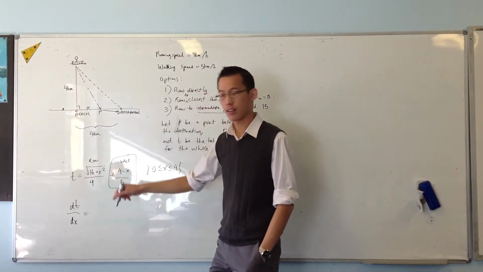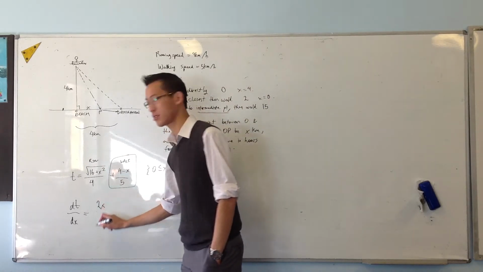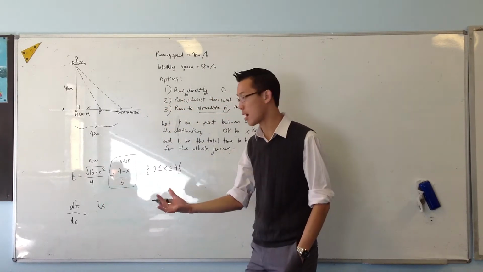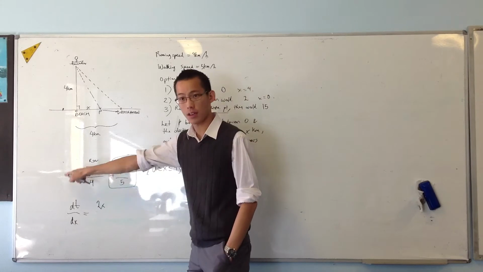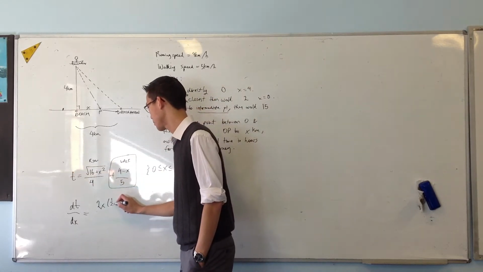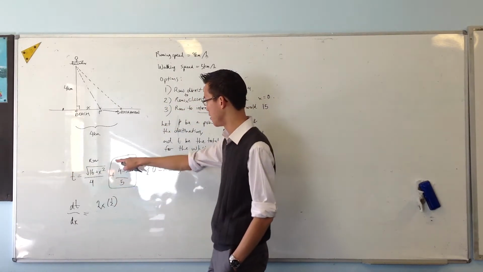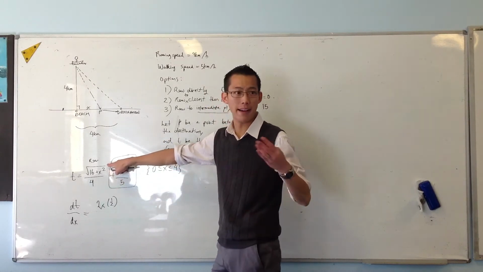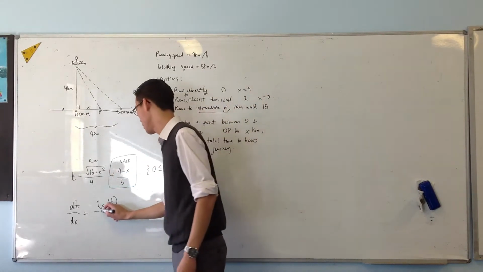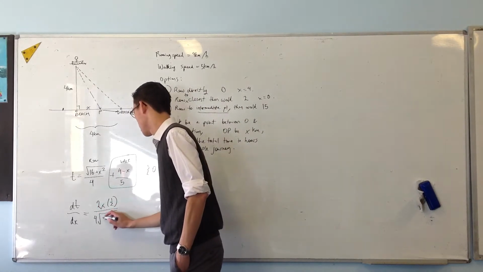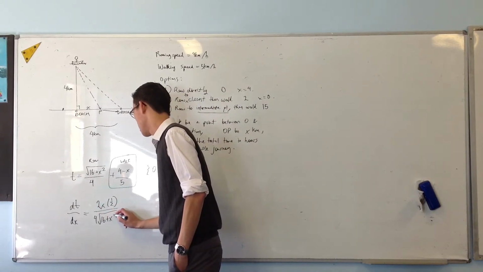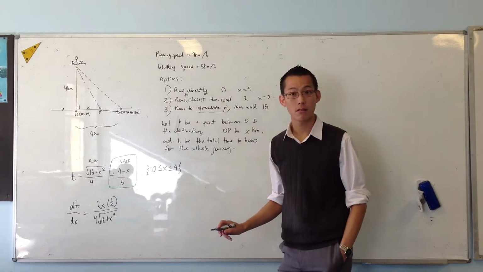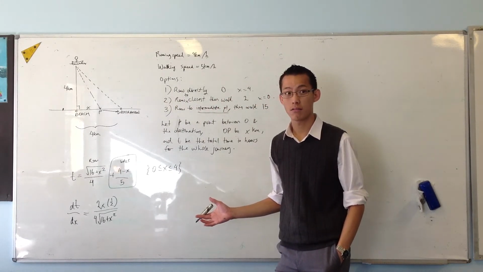You have to do the inside, so that's going to be 2x. You have to do the outside, so the power comes down, and then the power reduces by 1. So it becomes not a half but minus a half, so it goes onto the denominator. Does that look right? Does that look okay so far? Or have I goofed something?